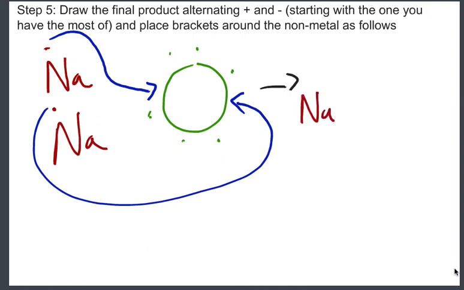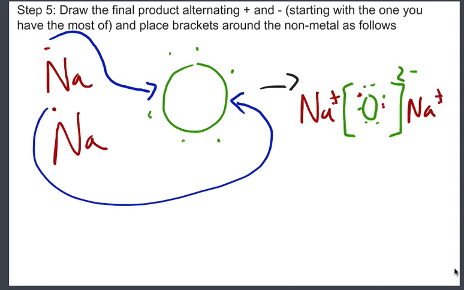We start by writing the sodium, because we have more of them. Then we alternate. The next thing we do, and we always put brackets around the nonmetal, watch. Put the oxygen, put the electrons in, 6 valence electrons, and it has a 2 minus charge, plus the 2 electrons that the sodium donated to it. So we have those 2 electrons, and then we have our last sodium to finish it off.